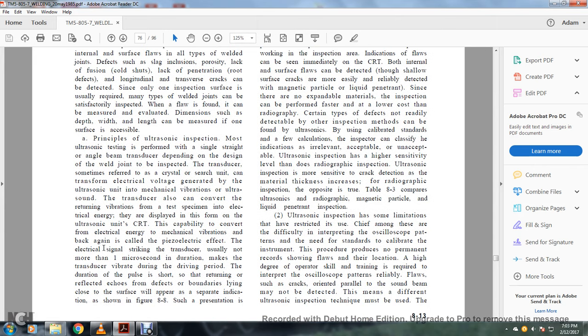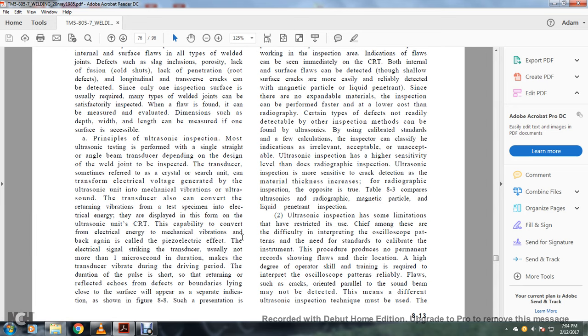Alright, principles of ultrasonic inspection. Most ultrasonic testing is performed with a single straight or angle beam transducer, depending on the design of the welding joint being inspected. The transducer, also referred to as the crystal or search unit, transforms electrical voltage generated by the ultrasonic unit into mechanical vibrations, ultrasound. The transducer also converts the returning vibration from the testing specimen into electrical energy. These are displayed in this form on the ultrasonic unit's CRT.